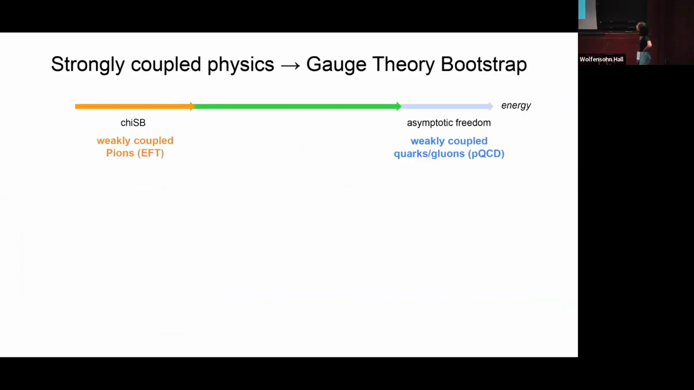So here's the problem that we're facing. We have a theory that at high energy is described by weakly coupled quarks and gluons, and it's controlled by perturbative QCD. At low energy, it's described by weakly coupled pions. There's an effective field theory framework. This effective field theory will, however, break down at some energy scale, which is much lower than the energy scale that we have perturbative QCD control. And in the middle, we have this gap of strongly coupled regime that we have no control.